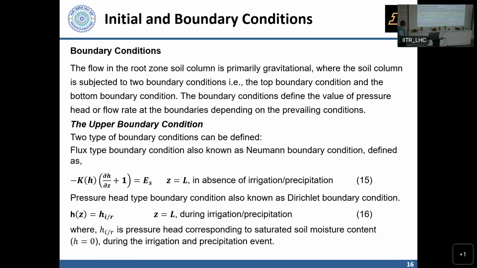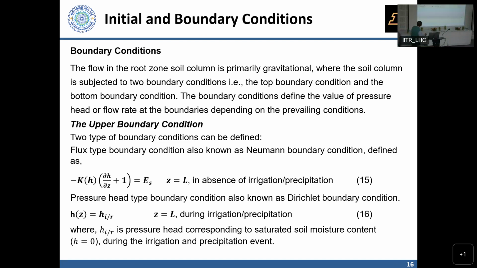When there is rainfall or irrigation, water will be infiltrating into the soil. So we have to change our boundary condition to an infiltration boundary, which can be either a constant head or a rate at which we are giving water. So this is at the top.